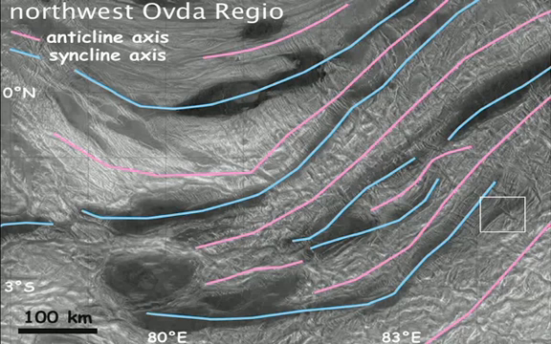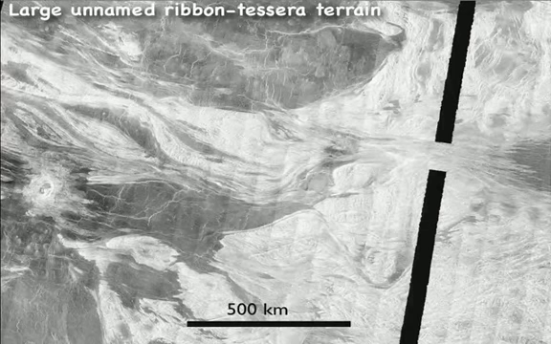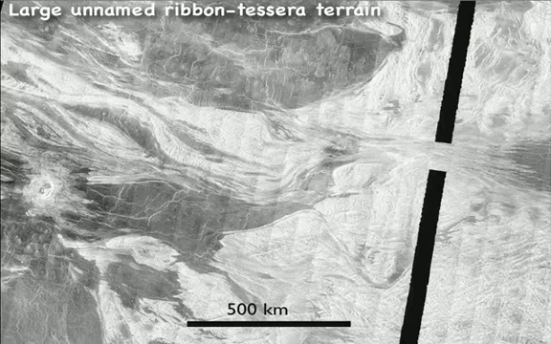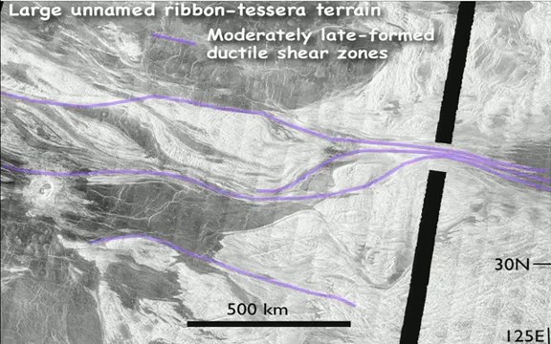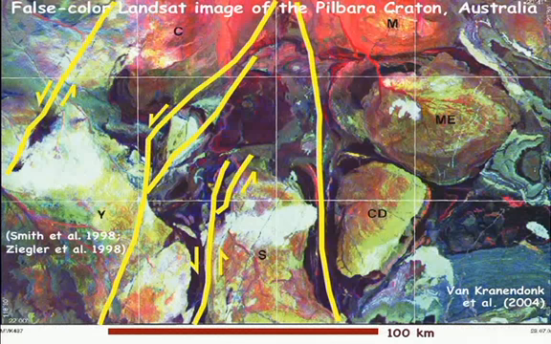Before we zoom in, another thing that happens to the Ribbon-tessera terrain is we see these incredible late ductile shear zones. This is in a large tract of unnamed tessera. There's your scale, and you can see these beautiful ductile shear zones. I've just highlighted them in purple there. And curiously, we see late ductile shear zones also within many of the Archean terrains, including the Pilbara shown here.